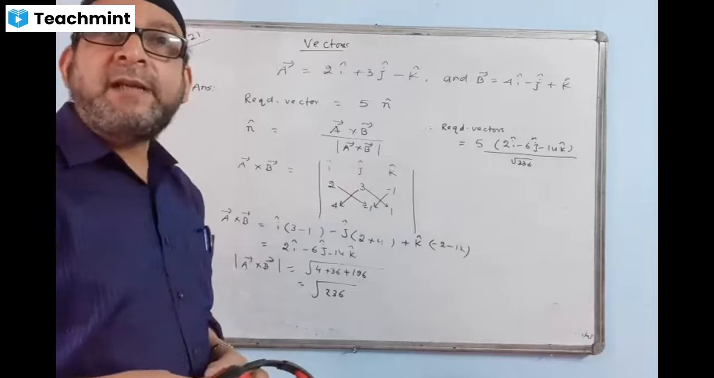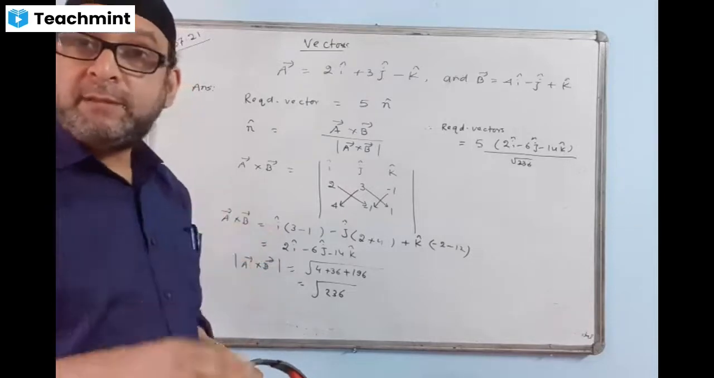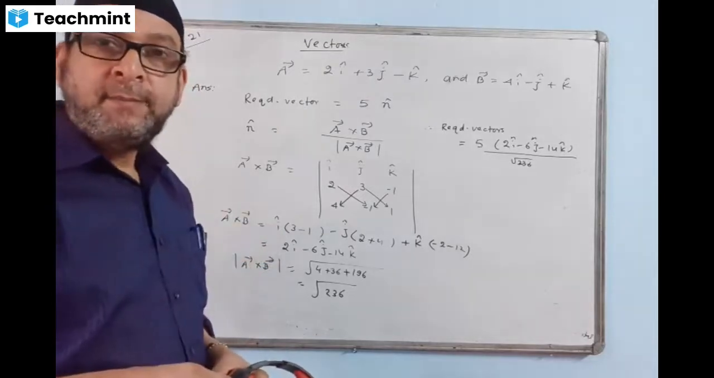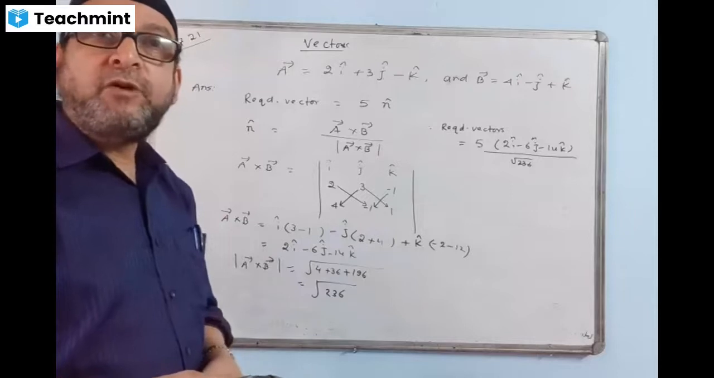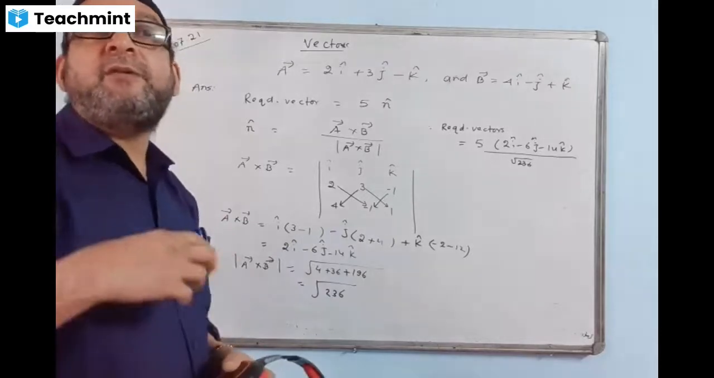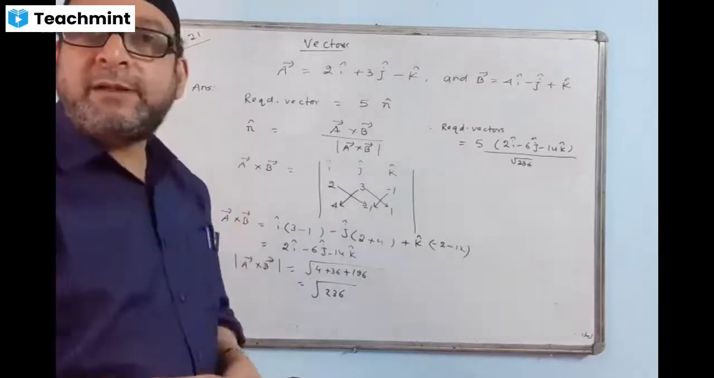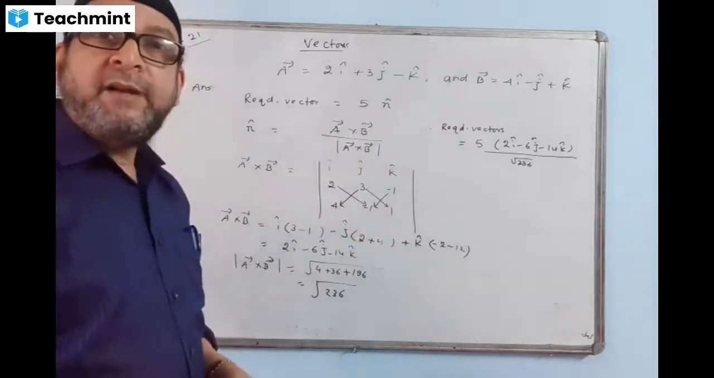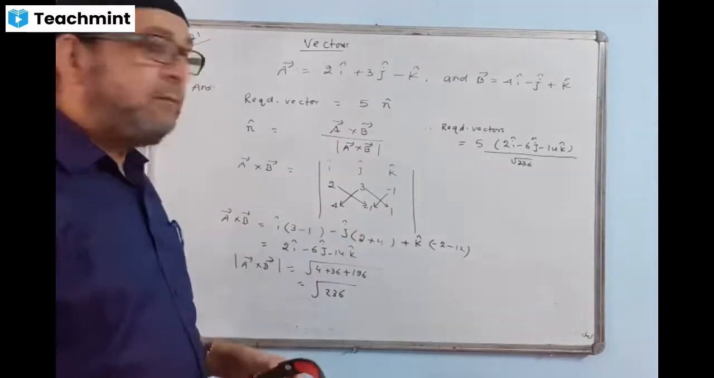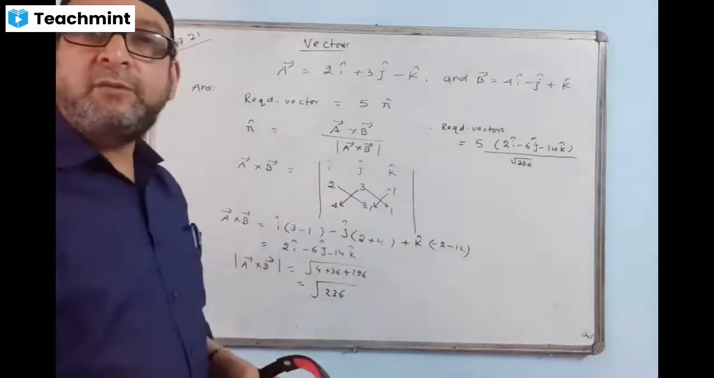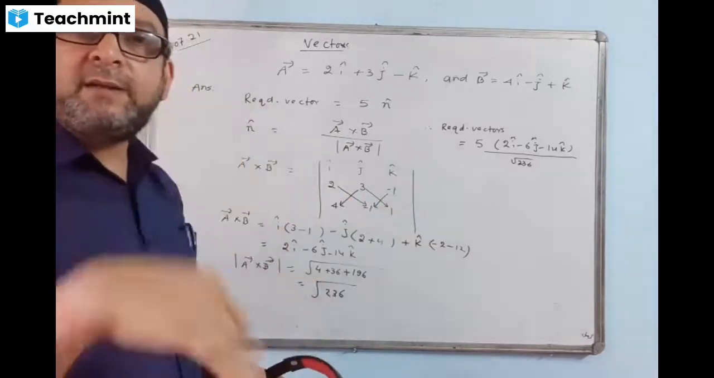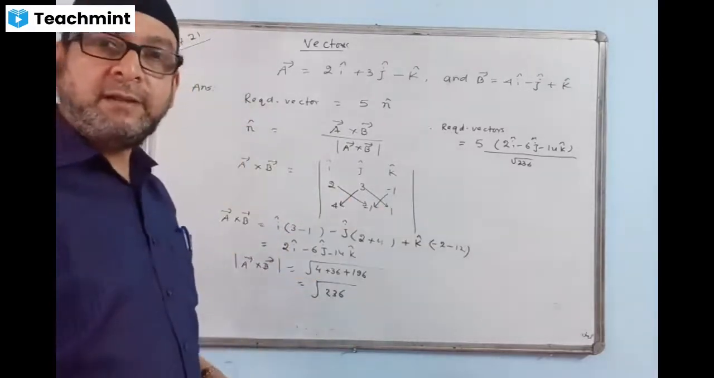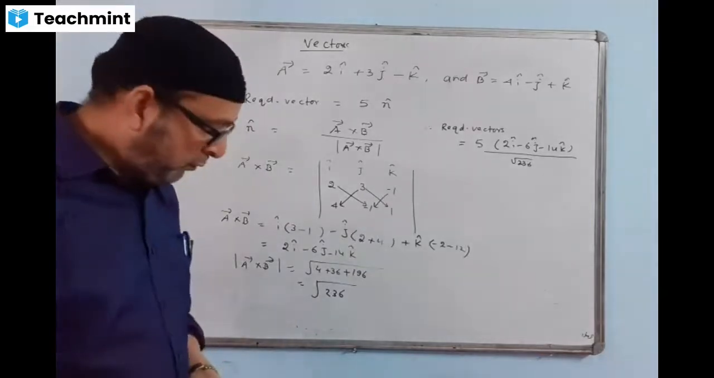That time n cap is perpendicular to both A and B. That is the idea. That's why when you have to find a unit vector perpendicular, you have to use the cross product. And when you have to find it in the same direction, you directly take that vector divided by the magnitude of that vector. That is the idea. Understood?